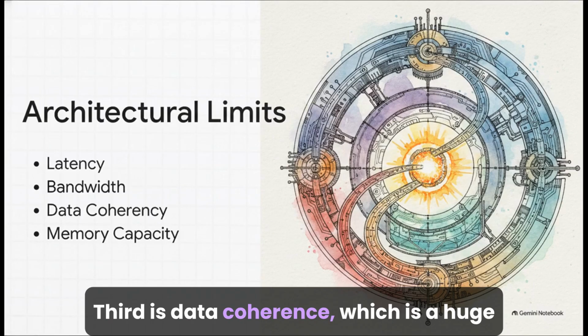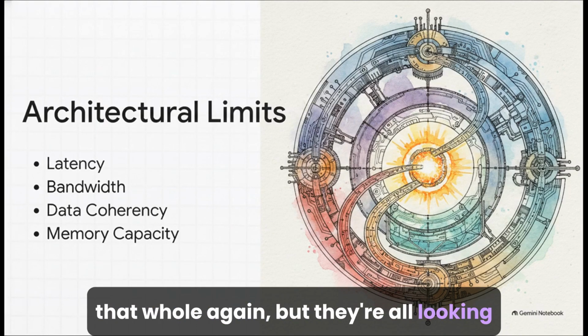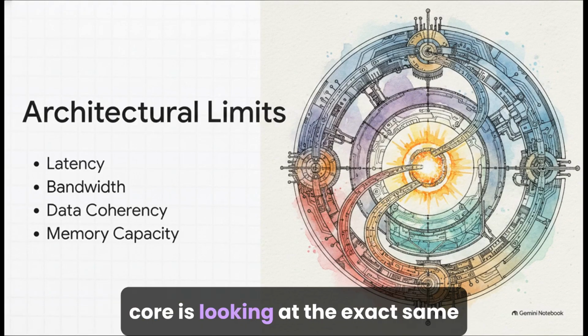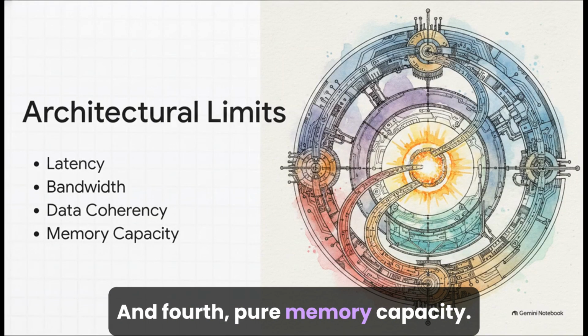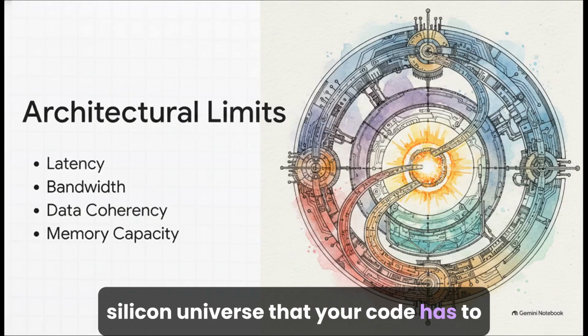Third is data coherency, which is a huge one. Imagine our 1,000 workers digging that hole again, but they're all looking at completely different outdated blueprints. Data coherency ensures every single core is looking at the exact same updated truth at the exact same time. And fourth, pure memory capacity. These are the strict physical laws of the silicon universe that your code has to navigate.